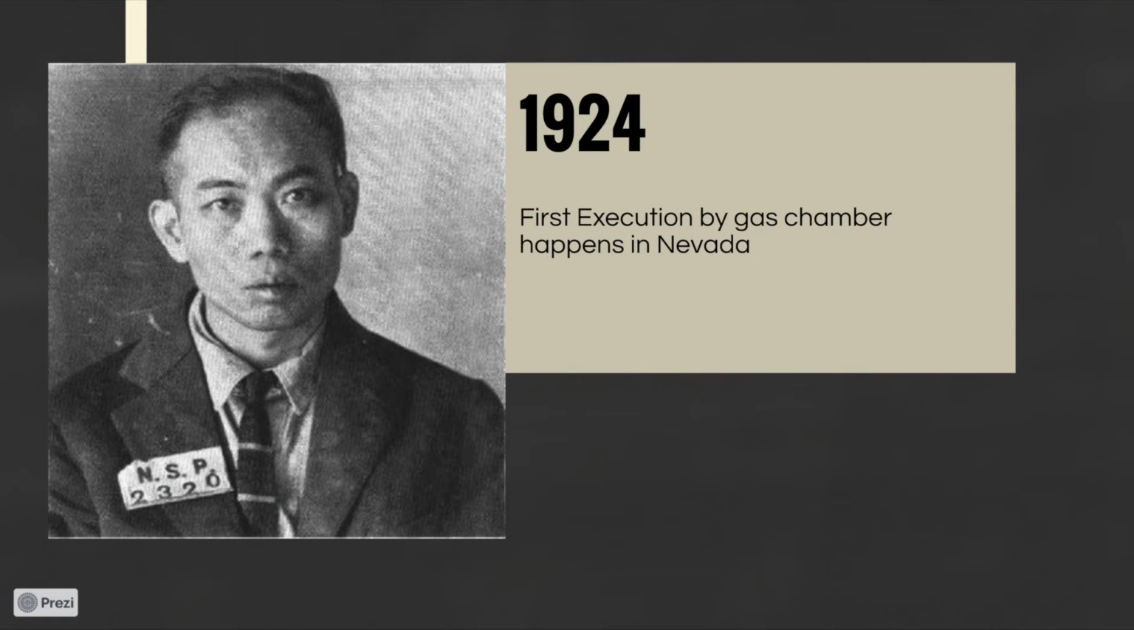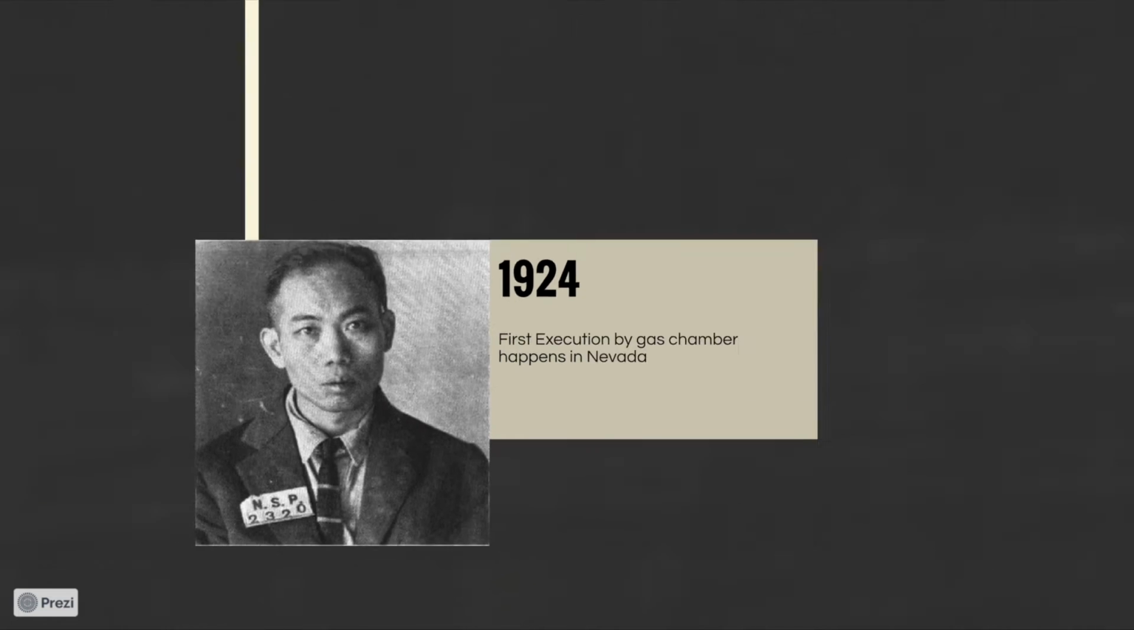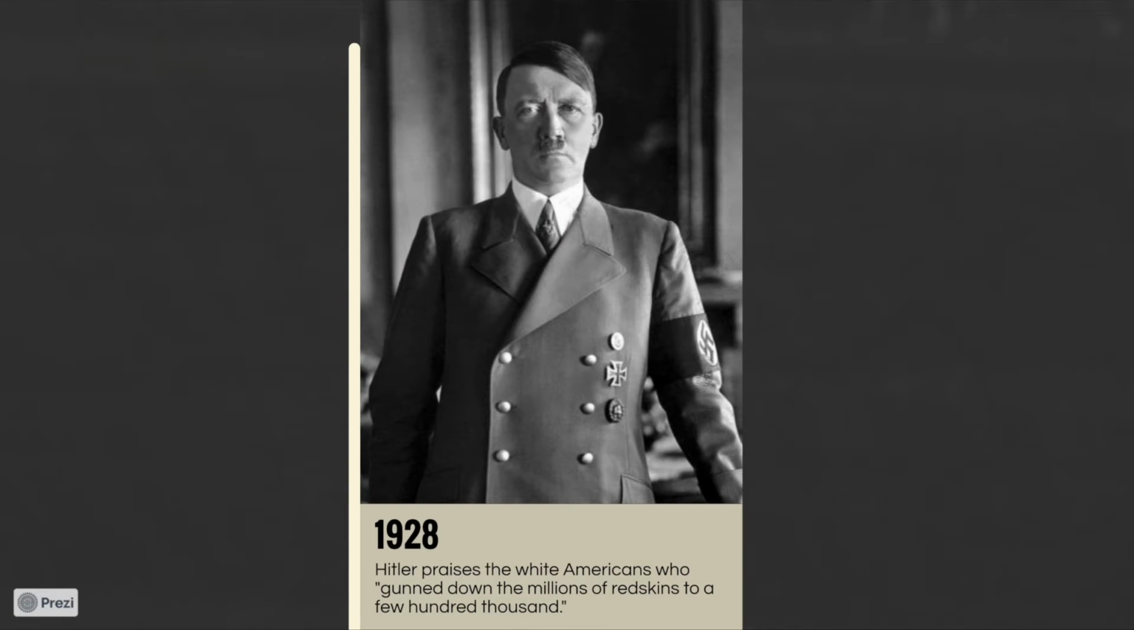And then in 1924, we have the first execution by gas chamber in Nevada. So this actually happens in the United States, not in Germany. I found that to be shocking myself because I always assumed that gas chambers for executions would happen in Germany with the Holocaust and not anywhere else, but it happened here first. And then in 1928, we have Hitler, who praised the white Americans who gunned down millions of Redskins to a few 100,000. So this quote really shows that he was very much aware of what was happening in the United States, and other places in the world were aware of the events.